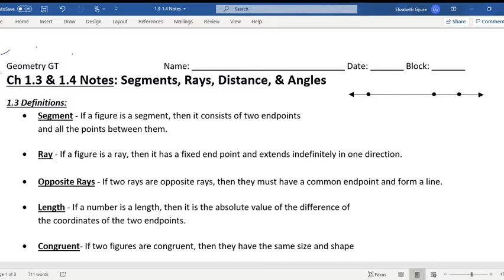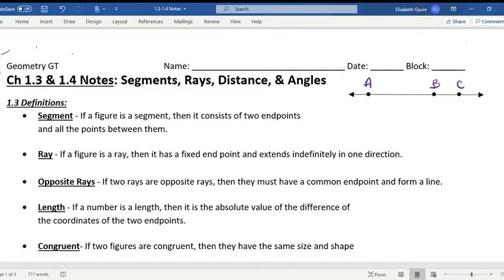So for 1.3, we're going to be talking about segments, rays, and distance. First thing I want us to do is, if you notice this little diagram I put up on the right-hand side here, we have our line, and I want you to label these points, points A, B, and C. So this would be line AC, line AB, line BC, any combination of two letters that lie on that line.